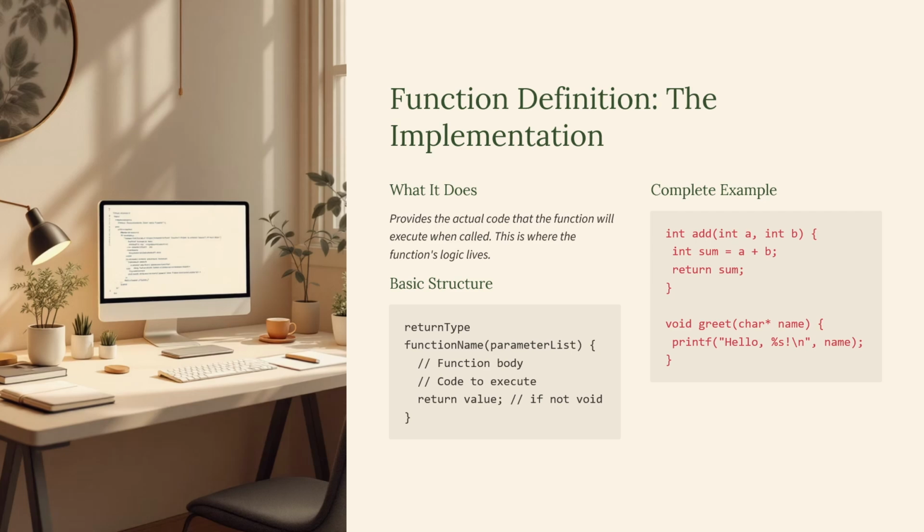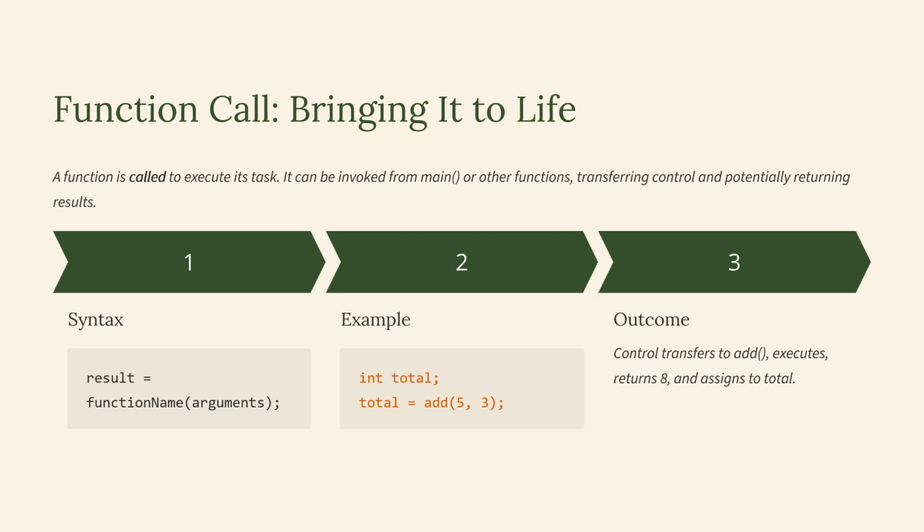Next, we are going to move to the next slide, function call. A function is called to execute its task. It can be invoked from main or other functions, transferring control and potentially returning results. A function does nothing until it is called. A function call transfers execution control from the calling function, usually main, to the called function.